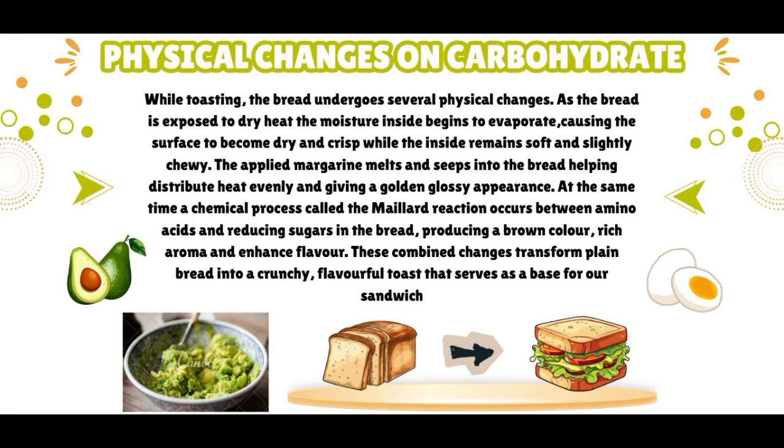While toasting, the bread undergoes several physical changes. As the bread is exposed to dry heat, the moisture inside begins to evaporate, causing the surface to become dry and crisp while the inside remains soft and slightly chewy. The applied margarine melts and seeps into the bread, helping distribute heat evenly and giving it a golden, glossy appearance. At the same time, a chemical process called the Maillard reaction occurs between amino acids and reducing sugars in the bread, producing a brown color, rich aroma, and enhanced flavor. These combined changes transform plain bread into a crunchy, flavorful toast that serves as a base for our sandwich.